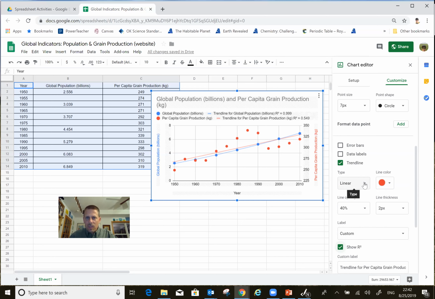So the linear is around 0.549. Let's see how exponential fits. Not really much of a change. Polynomial, 0.754. So that's a little better. That's closer to one. Logarithmic, still around 0.5, and power, 0.57. So from those possibilities, it looks like the polynomial fits the grain production graph the best with the value of 0.754.